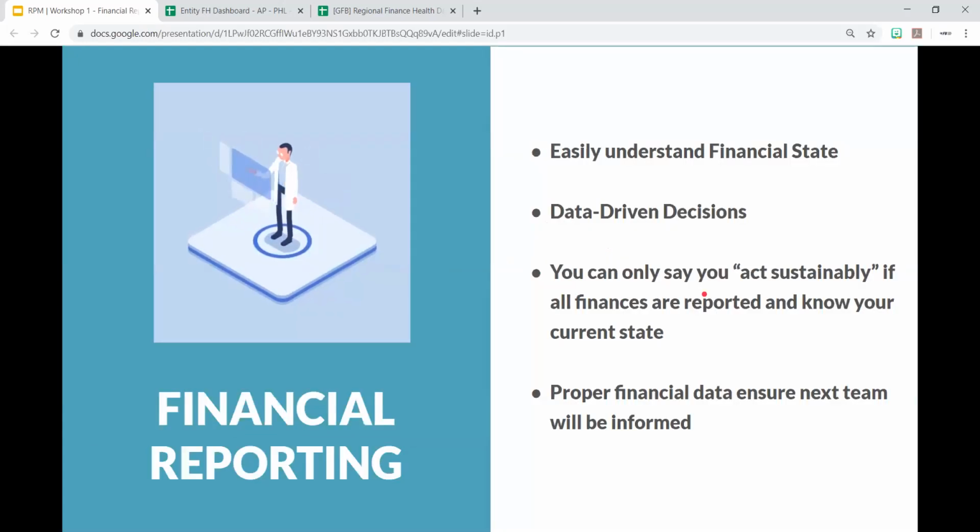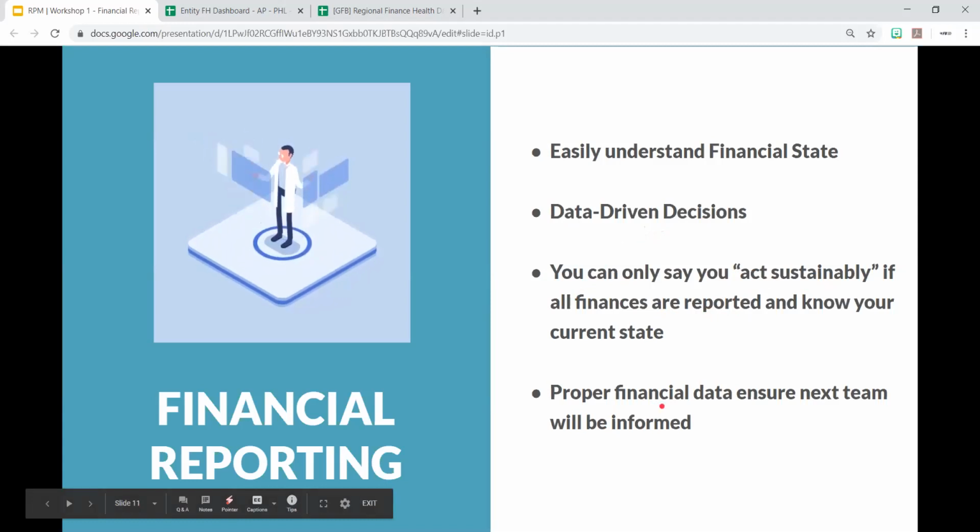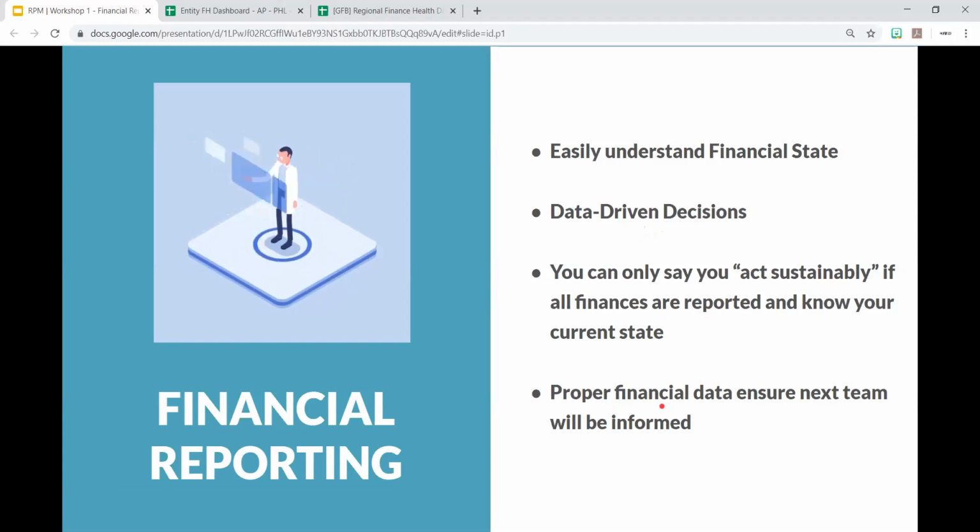So first, understanding reporting is for you to be able to easily find information. Financial reporting is where you can find the information that you would be able to immediately see. That's why it would make things a lot easier for you. Second is data-driven decisions. Without reports, without information, it's difficult for you to say that your decisions are driven. And third, you can only say you act sustainably if all finances are reported and you know your current state. Lastly, proper financial data ensures that the next team will be informed. If you properly encode or record your financial accounting or your financial data, then it's going to be a lot easier to have documentation that you can transfer to the next team.